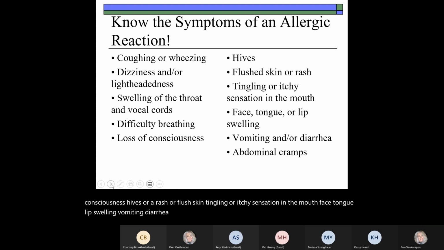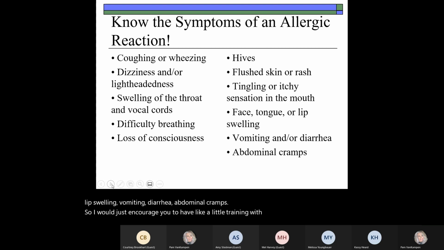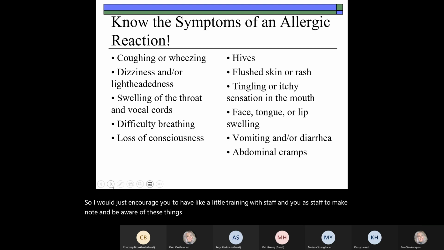cramps. So I would just encourage you to have a little training with staff, and you as staff, to make note and be aware of these things. And if you want, ask your directors for a poster to hang at your site to help you remember.